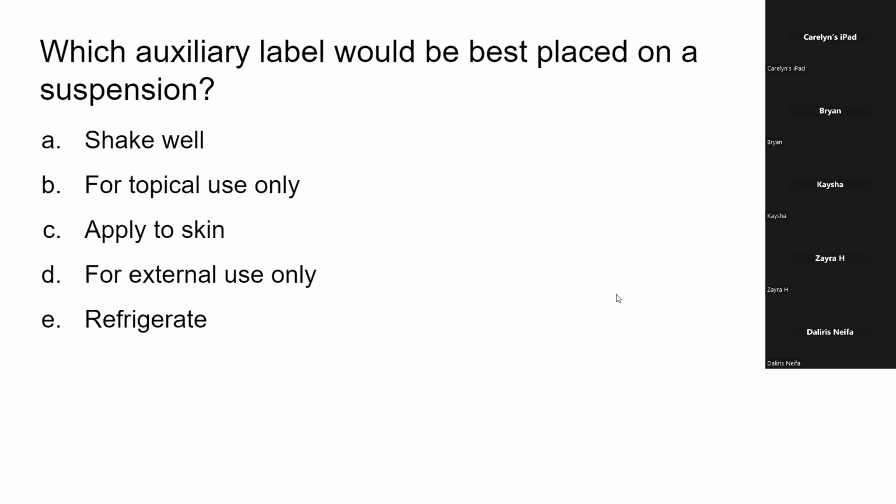So which auxiliary label, our little labels, right? When we're printing them out in the pharmacy, this comes down to our pharmacy operations. Which auxiliary label would be best placed on a suspension? We had no hesitation saying A. Do we agree? Shake well?